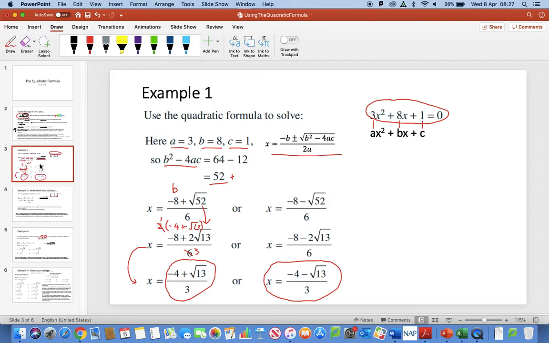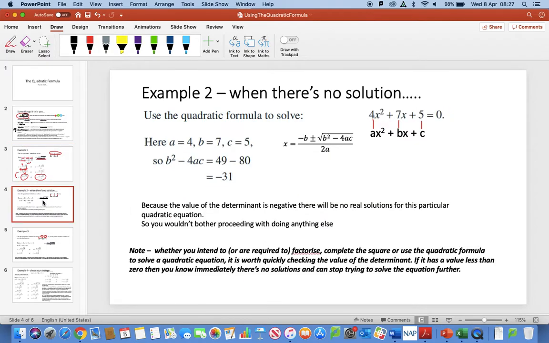So last video we did one intro example of how we use the quadratic formula to solve a quadratic equation. And we're going to go through a few more examples as well. So if we go to example 2, let's look at where there is no solution. Okay, so if we take the equation 4x squared plus 7x plus 5, we can see from here that a will be equal to 4, b will be equal to 7, and c will be equal to 5.